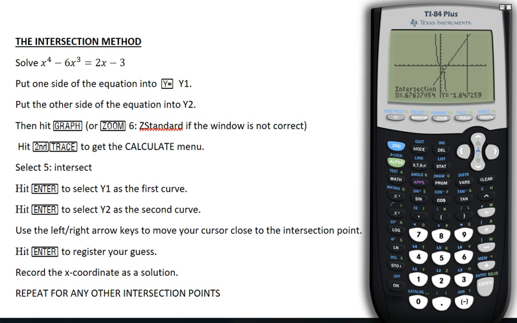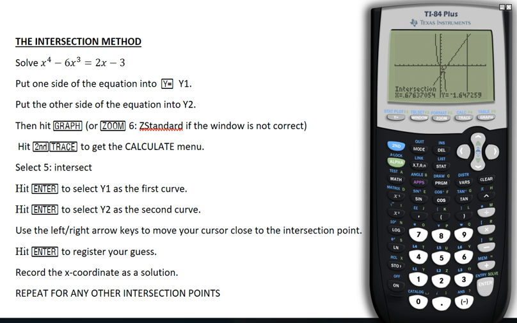And again, the x value is the solution we're after. So 0.676. We essentially at this point we'd ignore the y value. We just worry about the x value. That's our answer we're entering. We record that as our solution. Now, since we have a second intersection point, we have to repeat the process for that one.